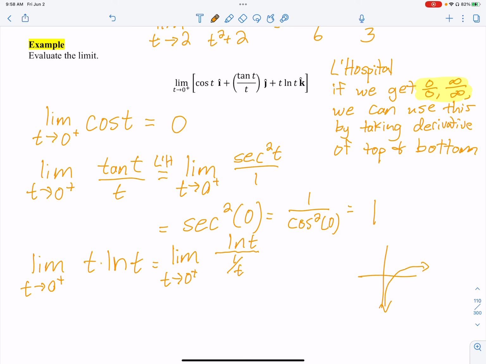As t gets close to 0, this goes to negative infinity. This, as it goes to 0, goes to positive infinity. And really, we could do a plus or minus there. So since we have infinity over infinity, this tells me that I can use L'Hôpital's. So I'm going to do that. So here's my indicator to my reader that I am going to use L'Hôpital's.